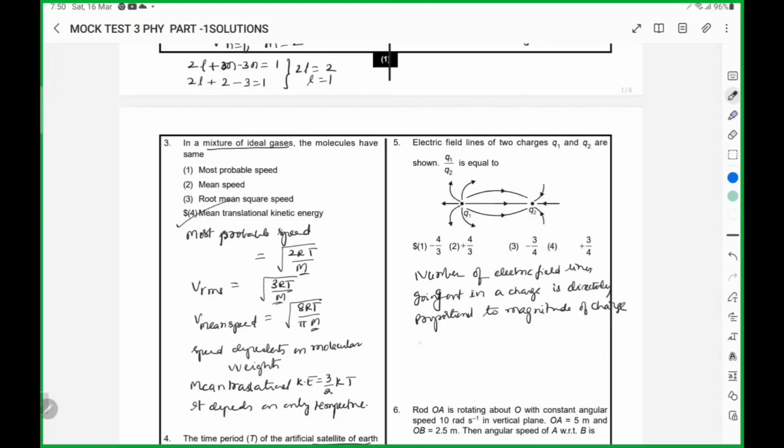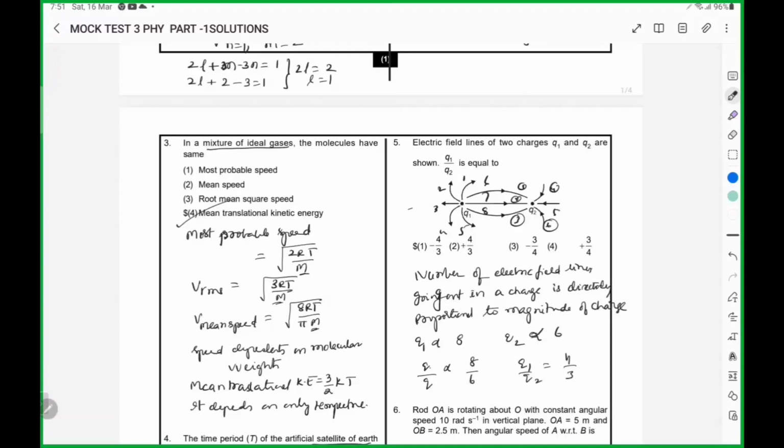Here Q1 is directly proportional. How many lines are leaving? 1, 2, 3, 6, 7, 8 lines are leaving. Here at Q2, how many lines are coming? 3, 4, 5, 6 lines are terminating at Q2. But Q1 by Q2 is proportional to 8 by 6. That is, Q1 by Q2 is 4 by 3.